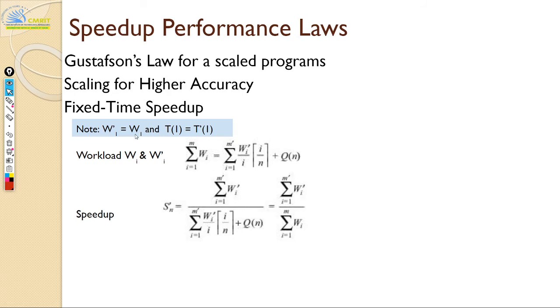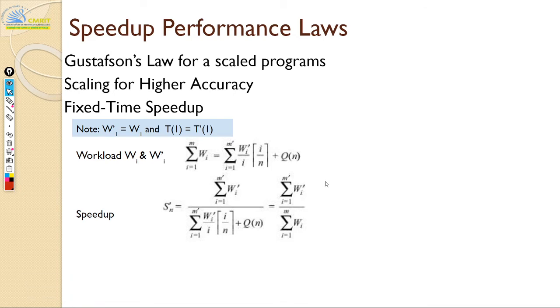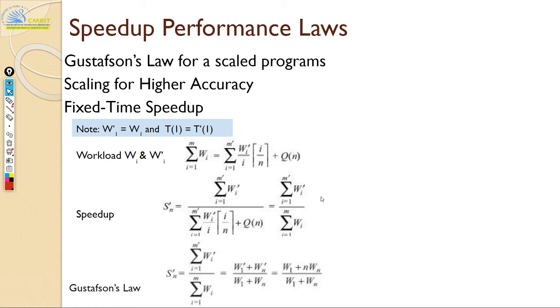Now if you compute speed up, your w and w dash are the same for t of 1, correct? So you substitute your t of 1 by t dash of 1 and you get this wi dash. Then you have the enhanced algorithm computing given by this expression. In other words, you represent your speed up as the summation of wi dash by the summation of wi. So this is your speed up for fixed time. Here the advantage is you have fixed time, but your accuracy will vary.